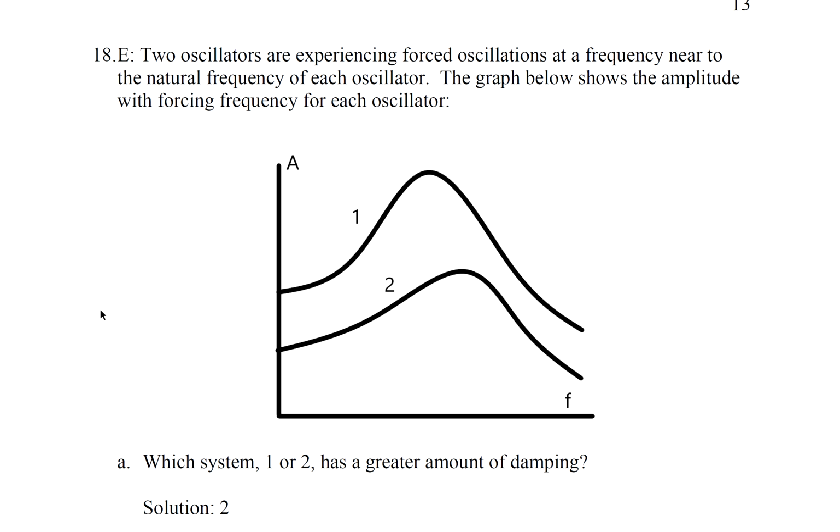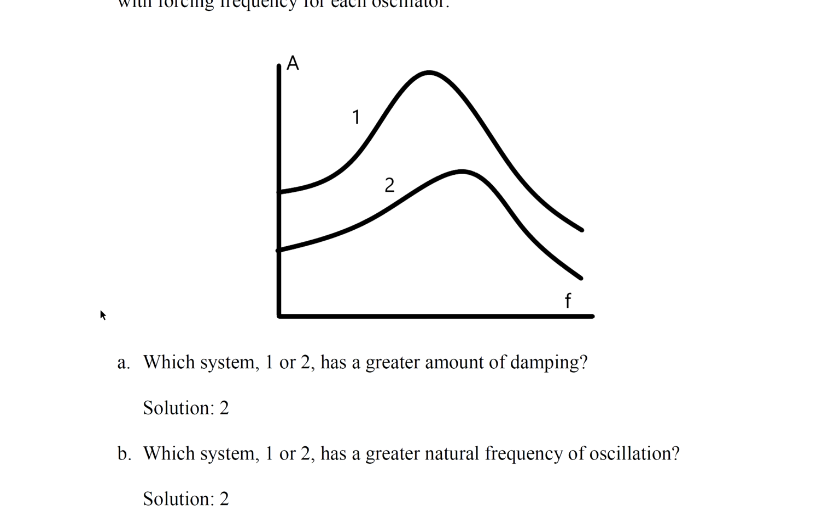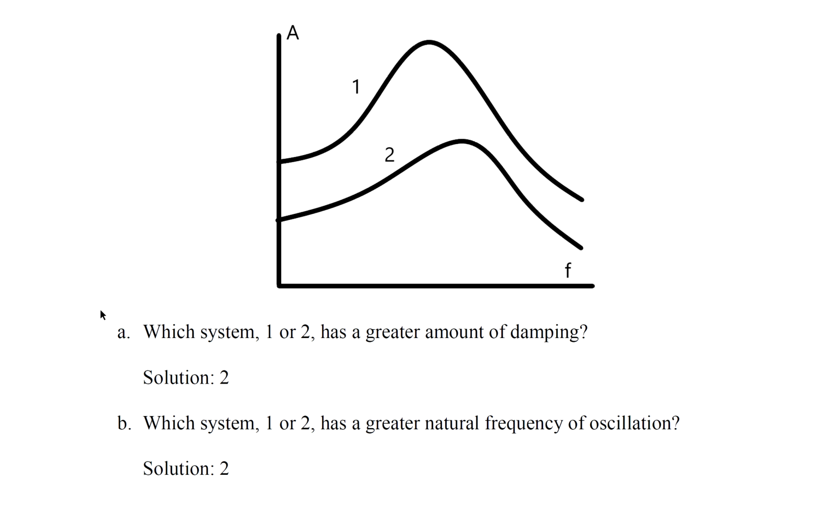Question 18. Two oscillators are experiencing forced oscillations at a frequency near to the natural frequency of each oscillator. The graph below shows the amplitude with forcing frequency for each oscillator. So there are two oscillators, and here are the graphs for both. Part A, which system, 1 or 2, has a greater amount of damping? It's 2 because its peak is lower. Part B, which system, 1 or 2, has a greater natural frequency of oscillation? It's 2 because the peak is to the right.